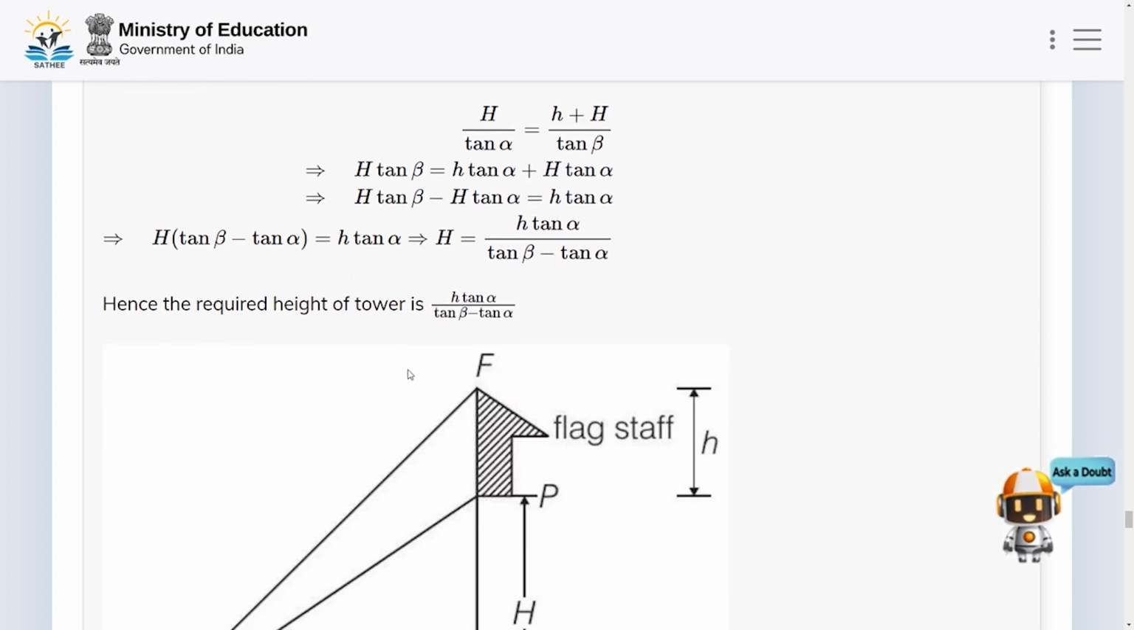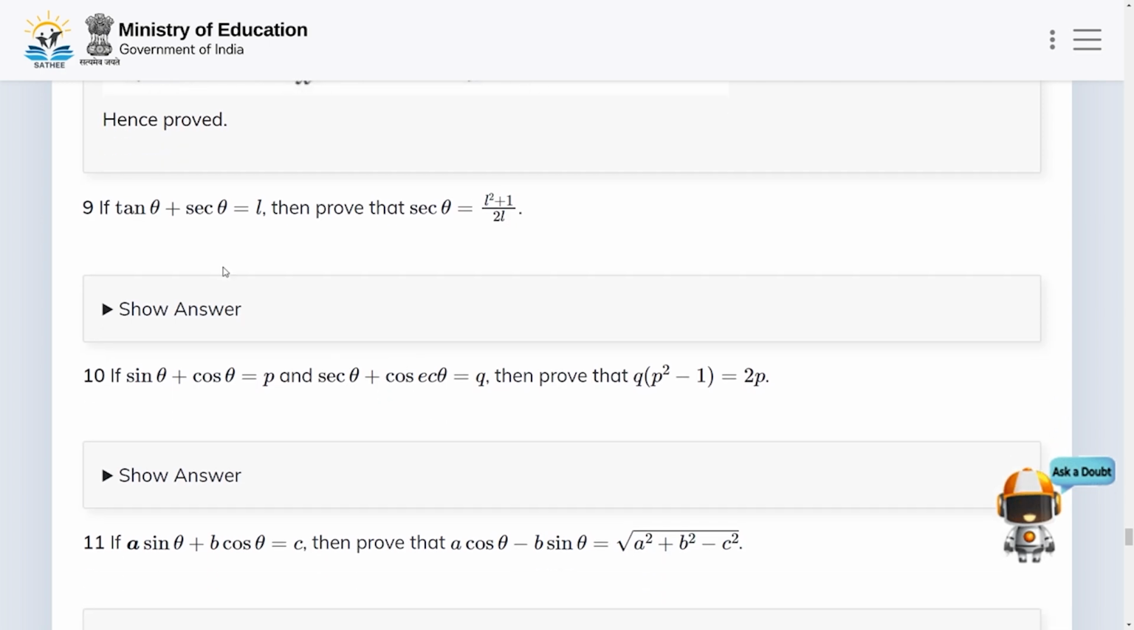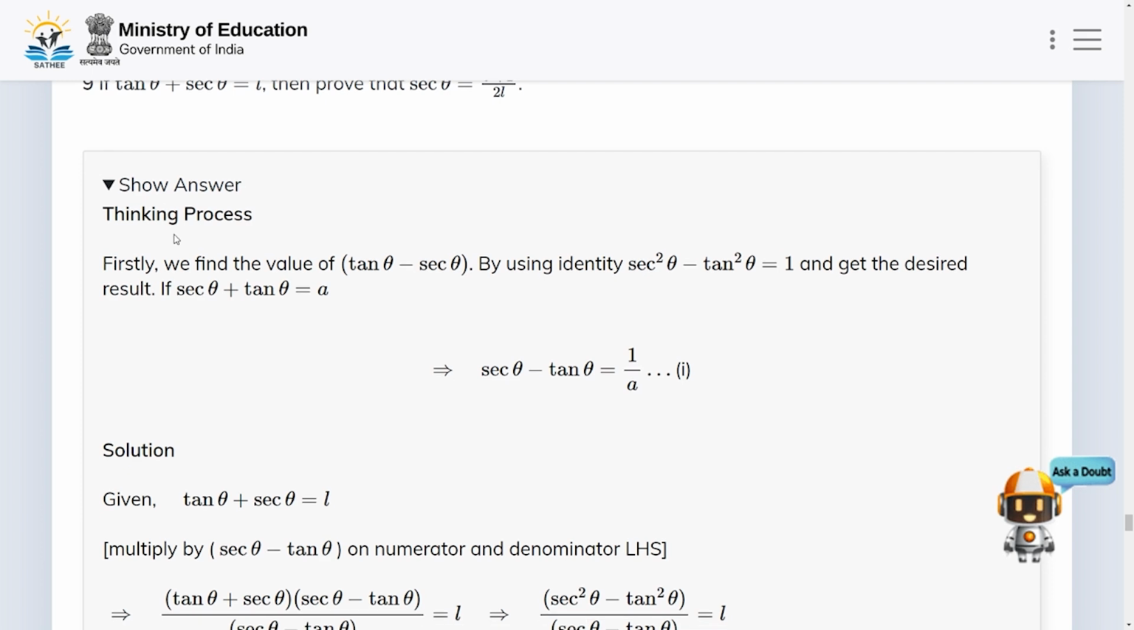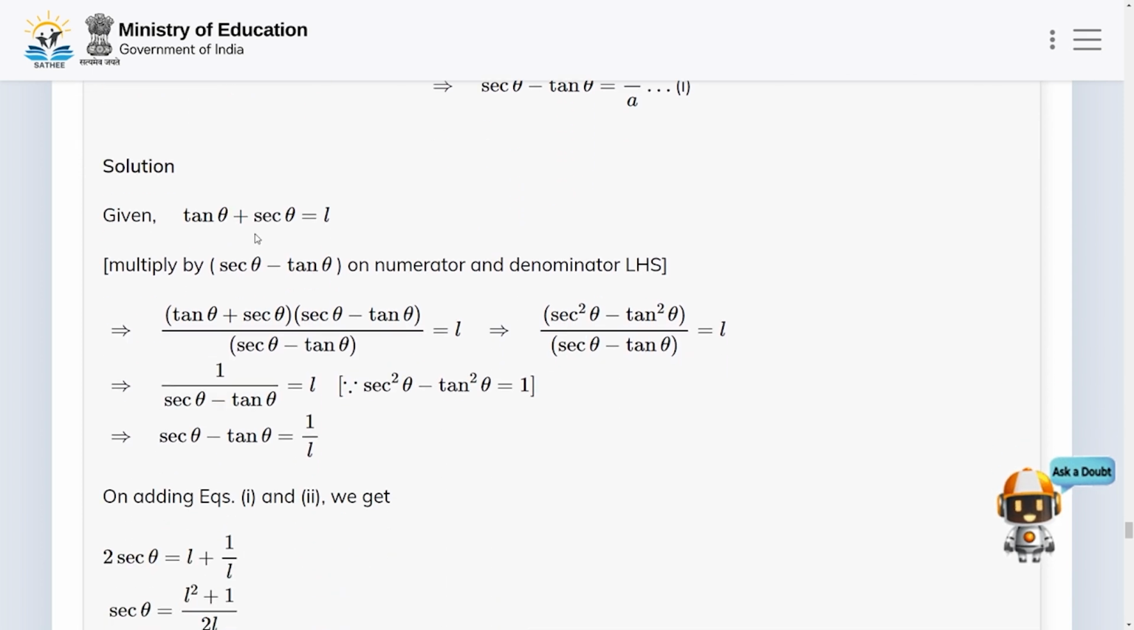Okay, so now let us see the next problem. In the next problem, if tan theta plus sec theta is equal to L, then prove that sec theta is equal to L square plus 1 by 2L. Okay, so here basically we are given, first of all, tan theta plus sec theta is equal to L.